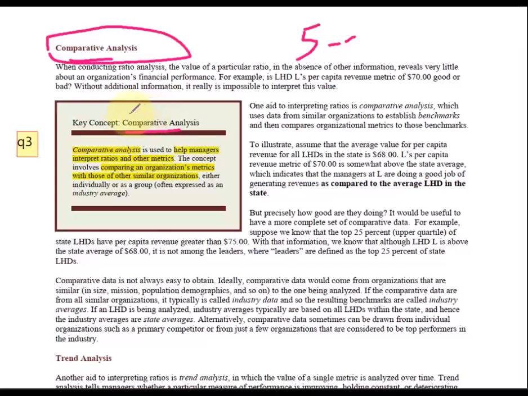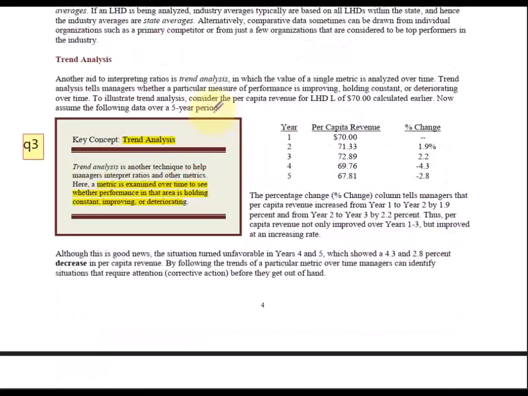So what you're doing is comparing that. And by comparison, that's going to help you figure out your own strengths and weaknesses. Like, are you really good at staffing your beds efficiently, or does it seem like you have many more people per bed than other peers?